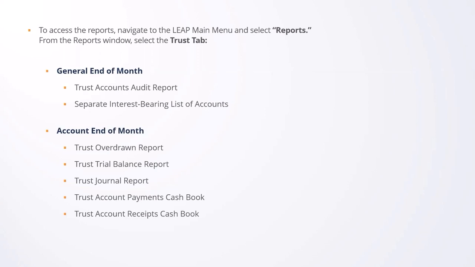When you run the General End of Month, this contains the Trust Accounts Audit Report and the Separate Interest-Bearing List of Accounts report. Then we recommend running the Account End of Month report. This contains the Trust Overdrawn Report, the Trust Trial Balance Report, the Trust Journal Report, the Trust Accounts Payments Cash Book, and the Trust Account Receipts Cash Book.